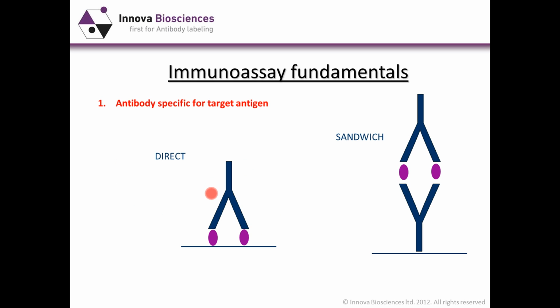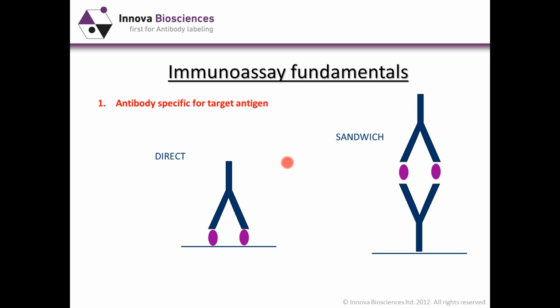And here I've just outlined two very basic formats of an assay. A direct assay where you have an antibody binding to an antigen. This line here may be, for instance, the surface of an ELISA plate, or it could be the cell membrane of a cell. In a sandwich type assay, you're using two antibodies, a capture antibody here and a detection antibody, to initially capture and then detect your antigen.